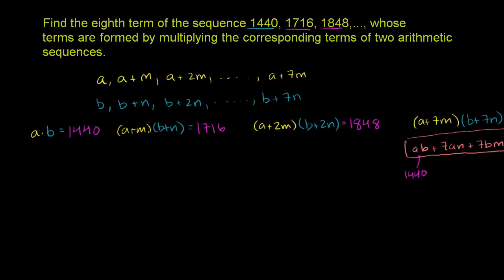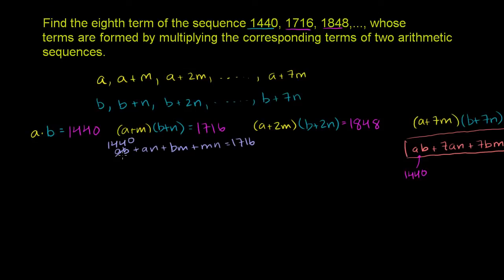So let's multiply these out. Let me do this once again in a new color. So if I multiply this out, I get a times b, which is ab, plus a times n, which is an, plus m times b, or b times m, which is bm, plus m times n, which is going to be equal to 1716. Now we know that ab is 1440.